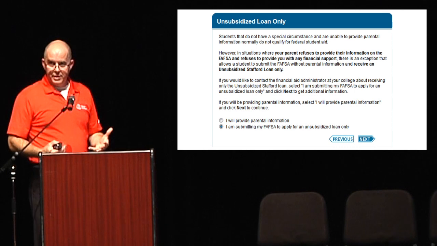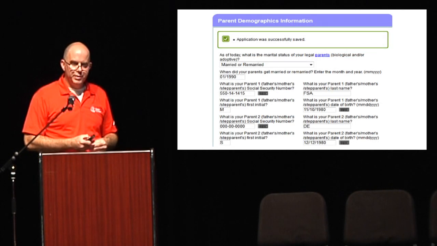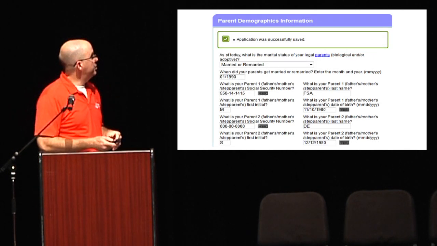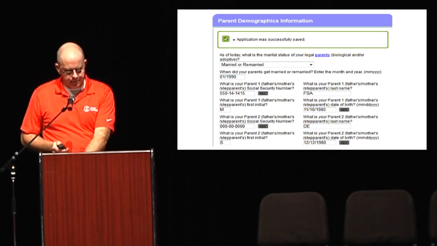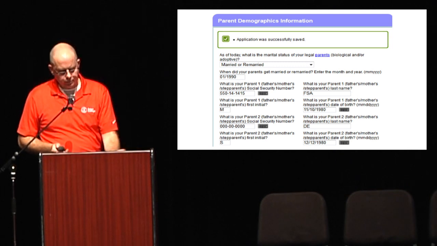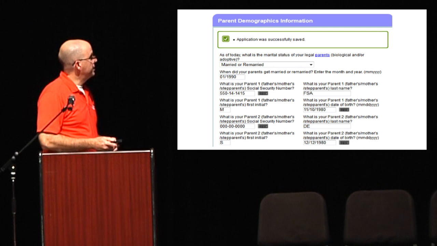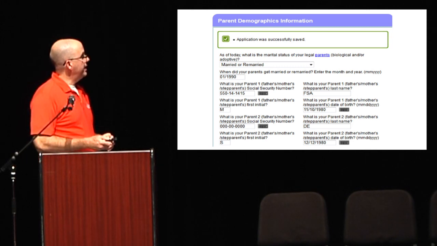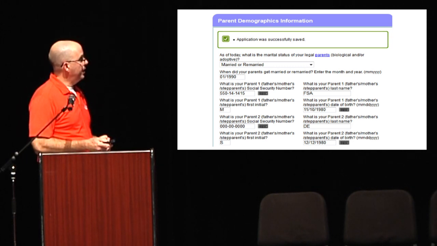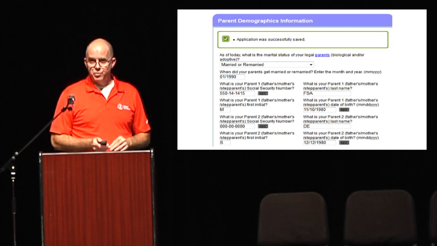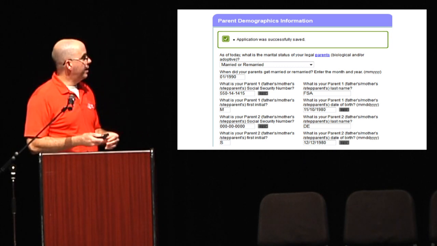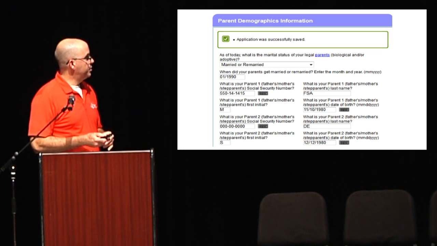Okay, so in our example, we are providing parental information. That brings me to the parent demographics section. And we're going to start with these questions. First, it wants to know, as of today, what is the marital status of your legal parents? In our example, the student lives with biological mom and dad, and they are married. Next, it wants to know the month and year that the parents were married.